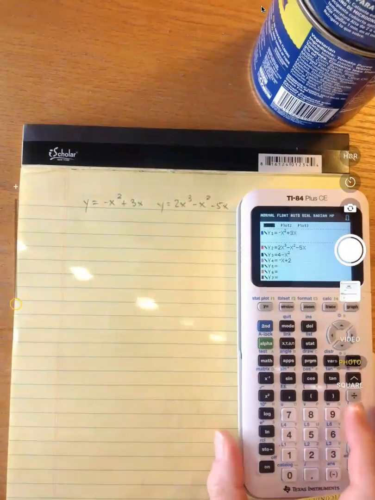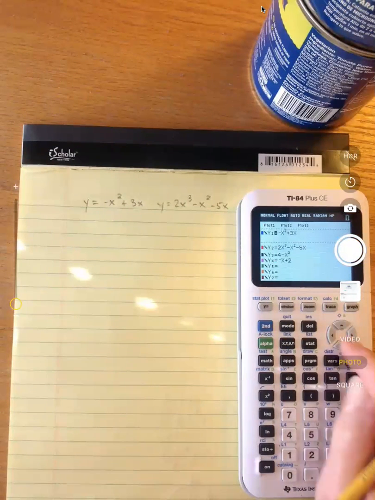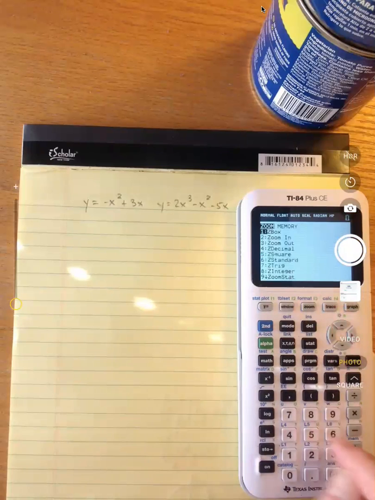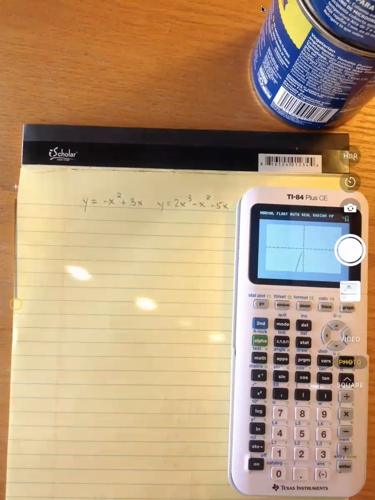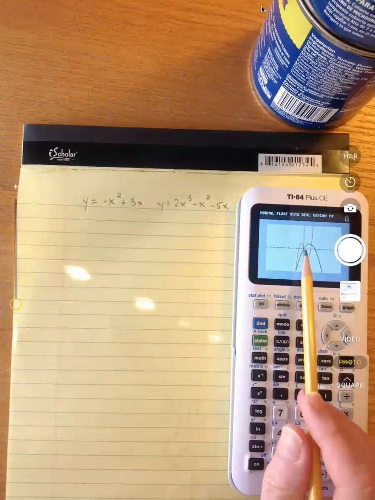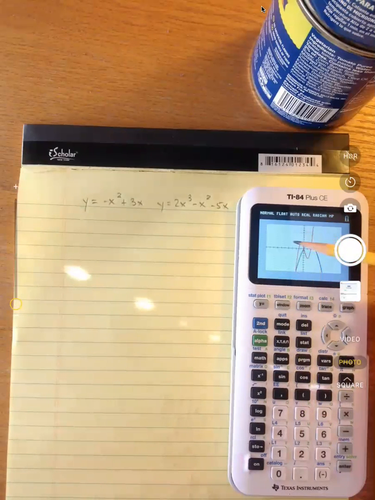I already have these in my calculator, so I'm going to turn this one on and turn this one on, and let's see what these look like. Here comes my quadratic. Here comes my cubic. There it is. And it looks like I have an intersection point down here and here and here. I'm actually looking for both of these areas. If you look carefully, on the left side of the y-axis, the cubic is above the quadratic. But on the right side of the y-axis, the quadratic is above the cubic.